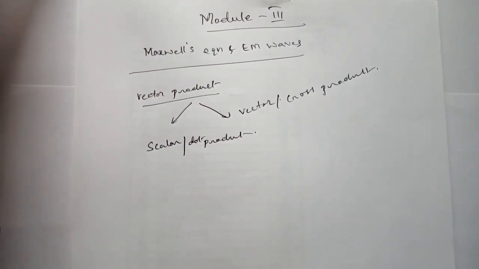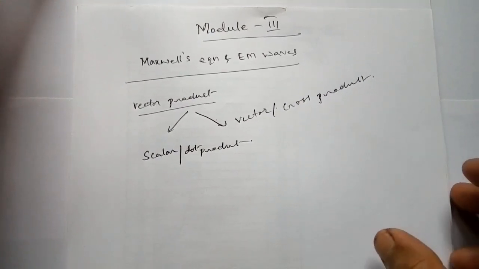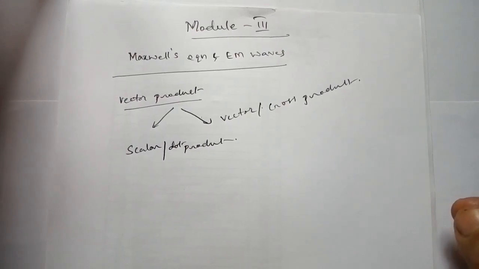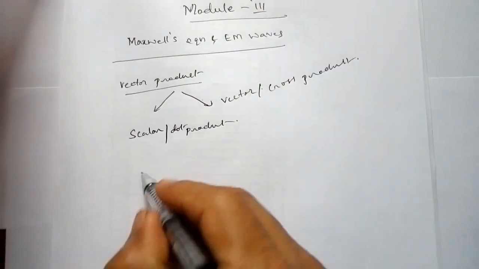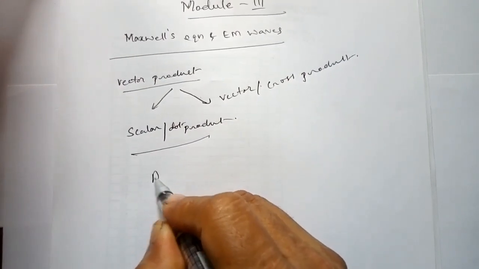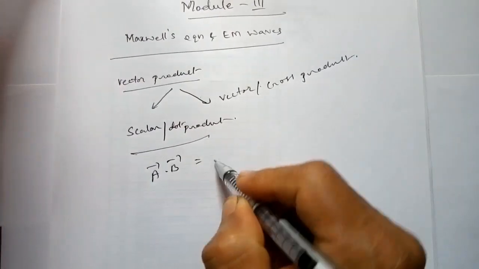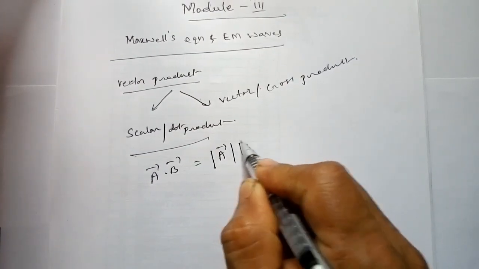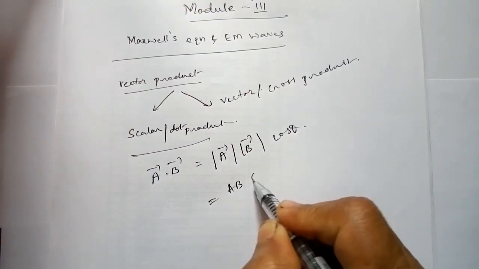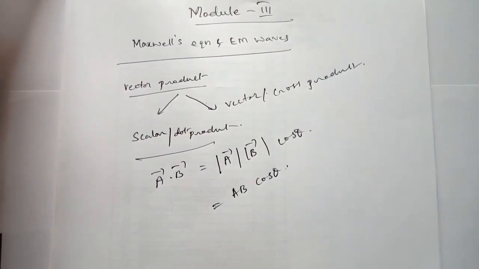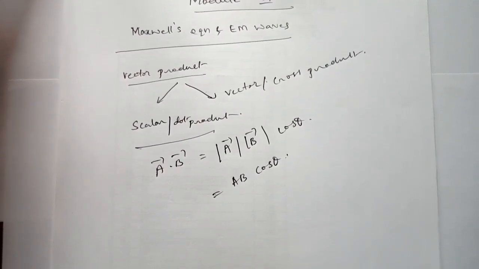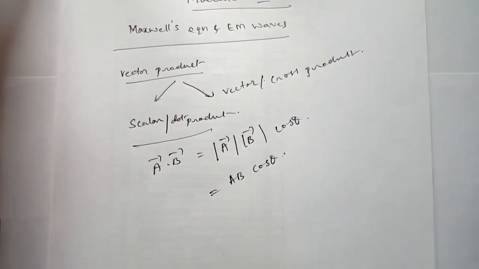So for the scalar product or dot product, whenever you multiply two vectors, the resultant quantity is a scalar quantity. If you recall, A dot B is equal to modulus of A modulus of B cos theta, or simply we can write it as AB cos theta. This we have seen. The commutative law holds good: A dot B is equal to B dot A.